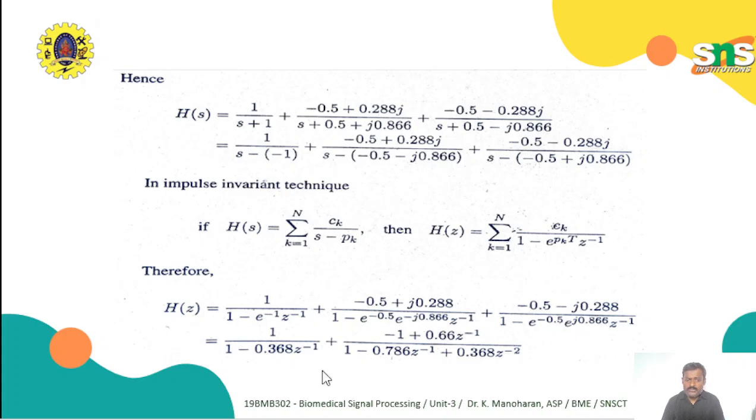Once you substitute and simplify, you get the answer as 1 divided by 1 minus 0.368 into z power minus 1. I am not going to substitute this; I am keeping it as a separate expression, and I am combining these two. We need to take the numerators, but the denominators should be normalized to be equal, and only then can we add the numerators. So I am taking a new common denominator, cross multiplying and simplifying. Once simplified, I get minus 1 plus 0.66 into z power minus 1, whole divided by 1 minus 0.786 into z power minus 1 plus 0.368 into z power minus 2. That's the final answer. Thank you.